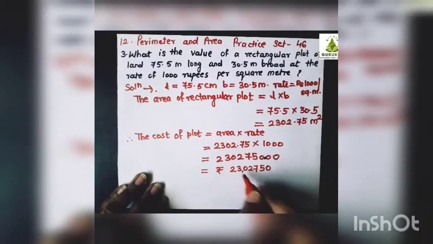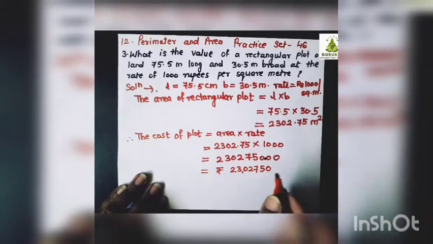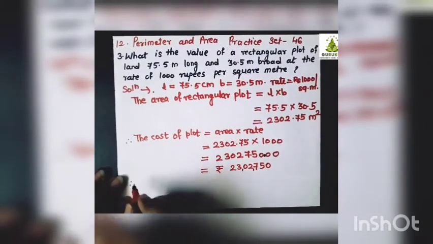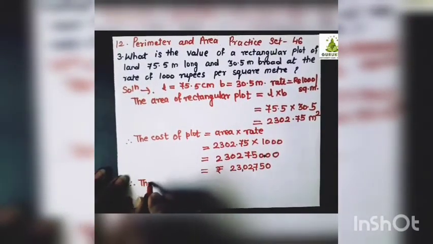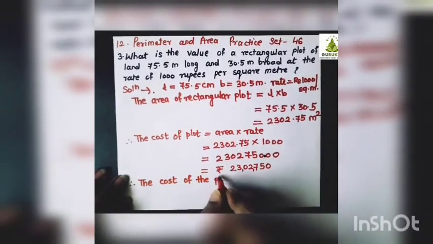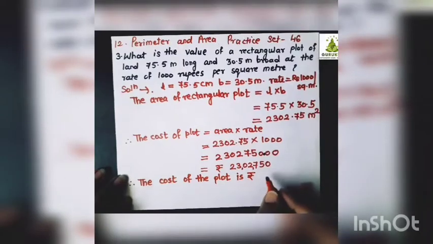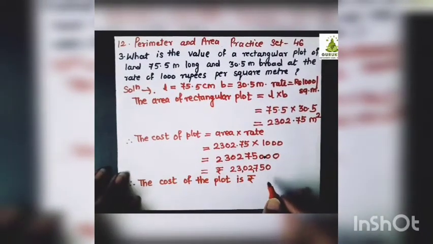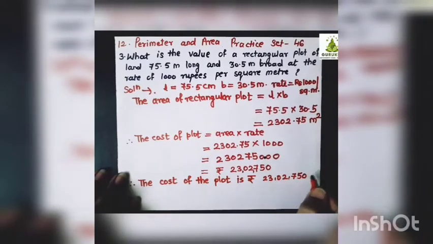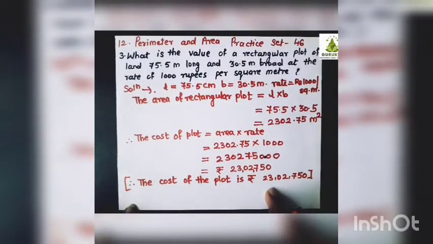Okay, no need to write all the zeros. So what will be the value? Put the commas. It will be 23 lakhs 2,750 is the value. Therefore, the final answer we can write: therefore, the cost of the plot is rupees, using the rupees symbol either in English or this symbol, 23 lakhs 2,750 rupees. This is the final answer for the question.